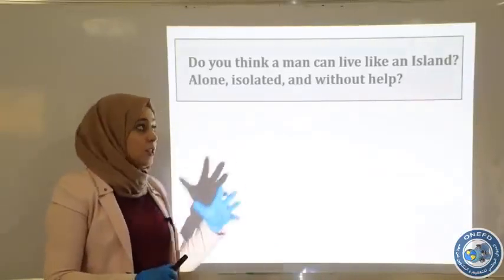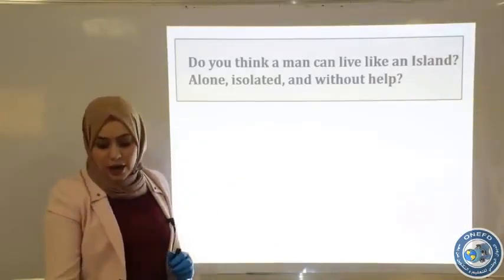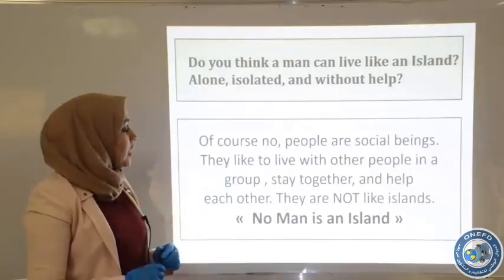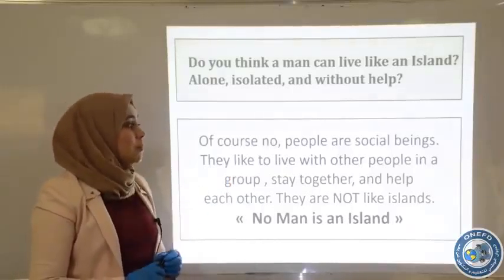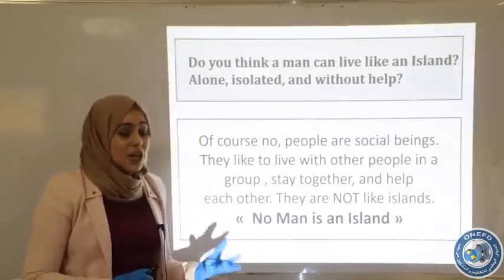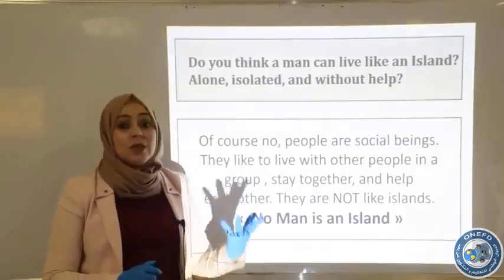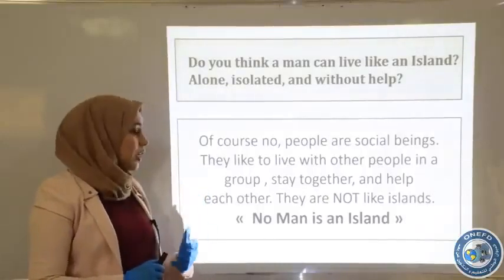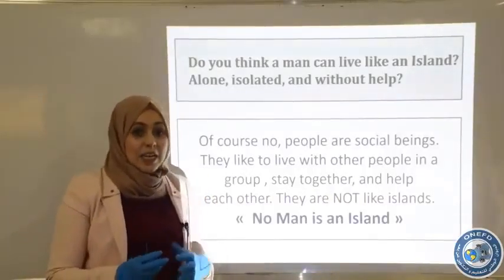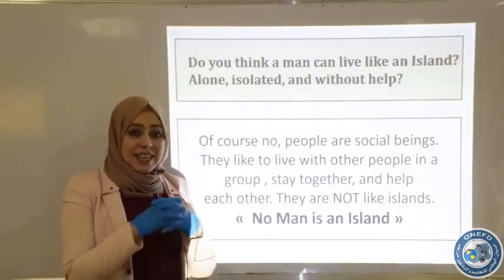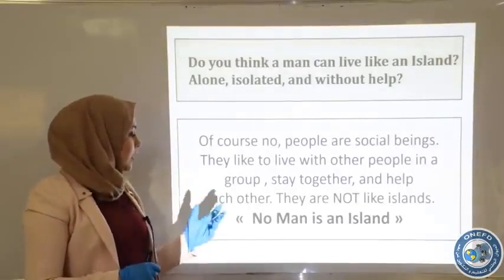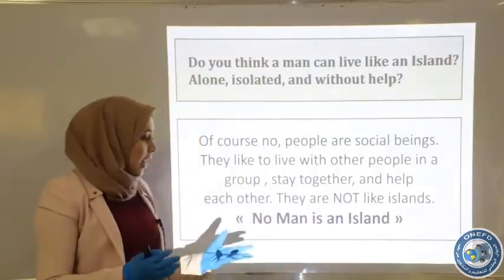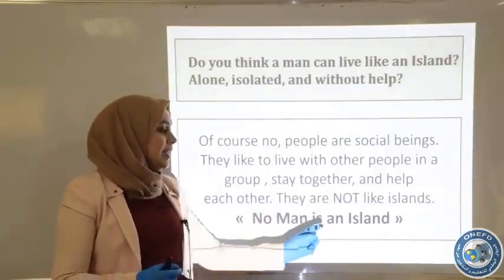So, again, take a moment, think of the answer. Here I have an answer for the question. It says, of course not, people are social beings. What does it mean to be a social being? It means that people like to live with other people in a group, in a community, in a society. They like to stay together and they like to help each other. That means they are not like islands. And hence we have the title, No Man is an Island.